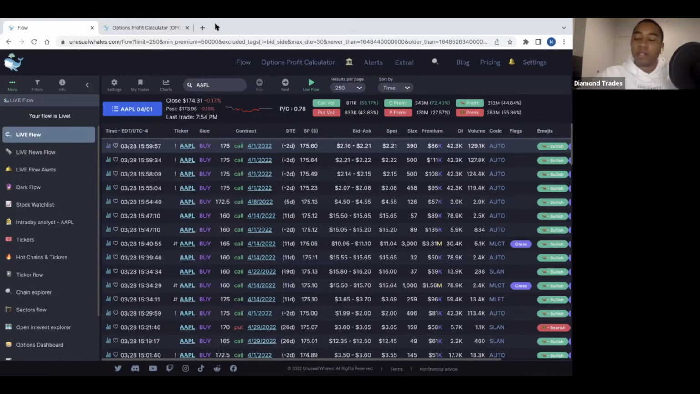But without further ado, let's go ahead and jump into the 3 examples that I've got for us today based off of the trades that I took this past week.